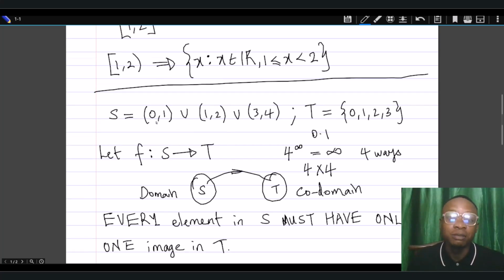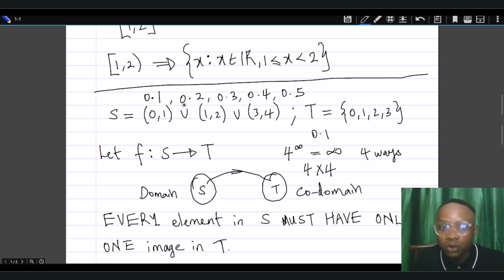That means that if we pick, for instance, look at it this way. Think about it this way. If we pick an element from this set S, let's say we pick 0.1, and then we pick 0.2, and then 0.3, and then 0.4, and then 0.5. Obviously, 0.1 is less than 0.2, 0.2 is less than 0.3, 0.3 is less than 0.4, 0.4 is less than 0.5. All of these are members of the set S.